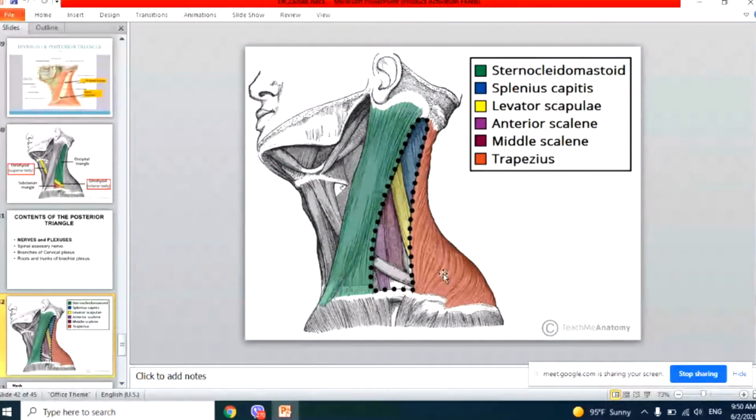This big brown muscle at the back is the trapezius. This big green muscle is the sternocleidomastoid muscle. The dark blue is the splenius capitis. The yellow one is the levator scapulae. Here, this is a group of muscles, the scalene group. We have the anterior, middle, and posterior. Here, we can only see the anterior and middle scalene. The posterior one is not clear.